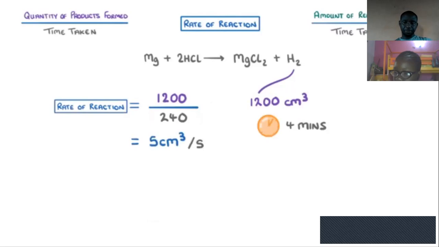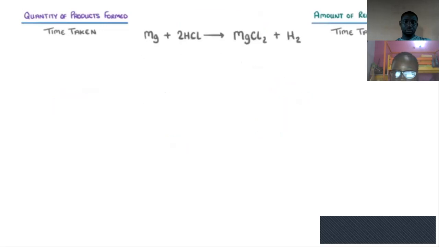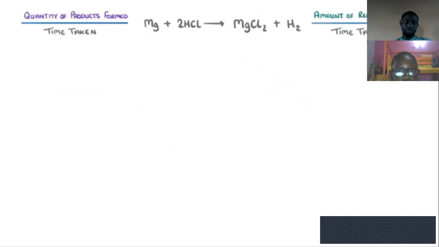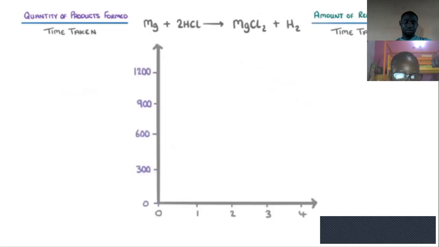The problem with this type of calculation, though, is that it only gives us the average rate during those 4 minutes. Whereas in reality, the reaction would have been fastest at the beginning, and then it would have slowed down as the reaction progressed. And by 4 minutes, it might have even finished. If we had a way to monitor how much gas was being released during the reaction, though, then we could plot it on a graph and see how the rate of reaction changes during the reaction.